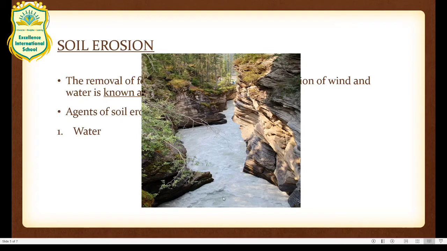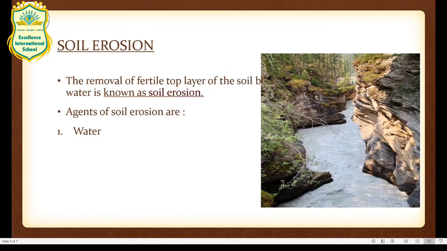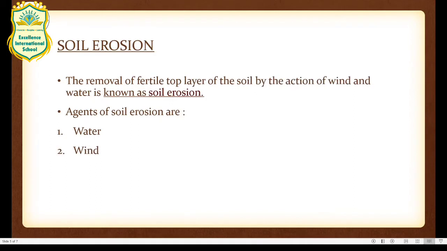Okay, so water has the capacity to take rocks away, right? So it can erode soil as well. So water is one of the main reasons for soil erosion. Second agent is wind.